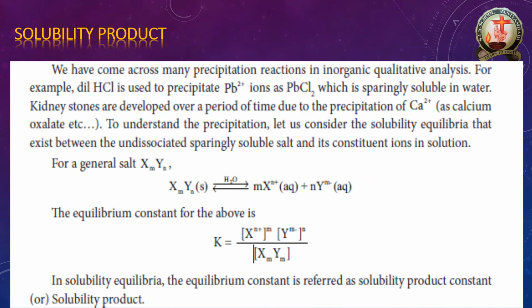Then we are going to read the solubility product. Solubility product fully depends upon the nature of the compound, which means the nature of the salt. The solubility product of a compound is defined as the product of the molar concentrations of the constituent ions, each raised to the power of the stoichiometric coefficient in the balanced equation.